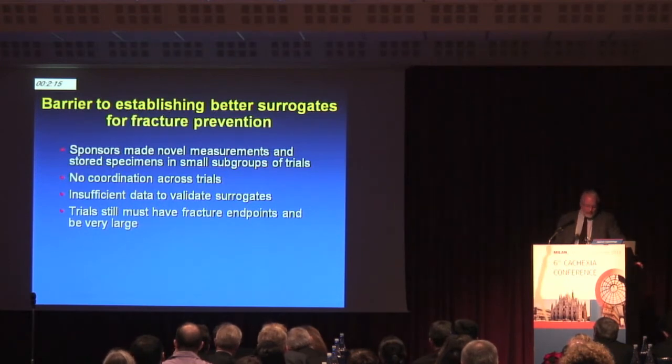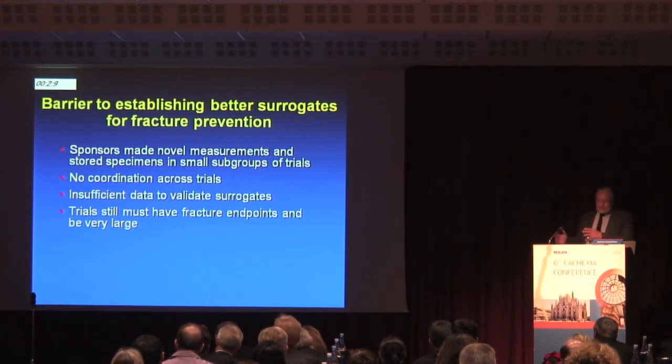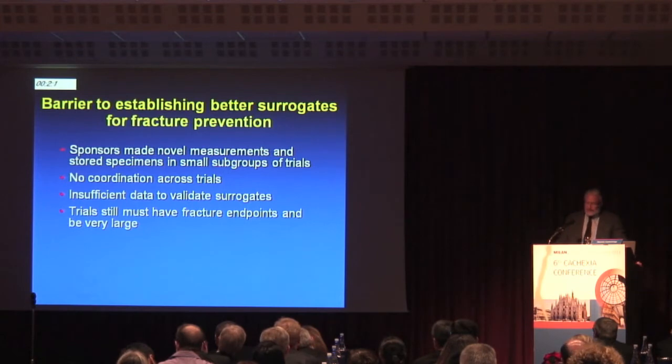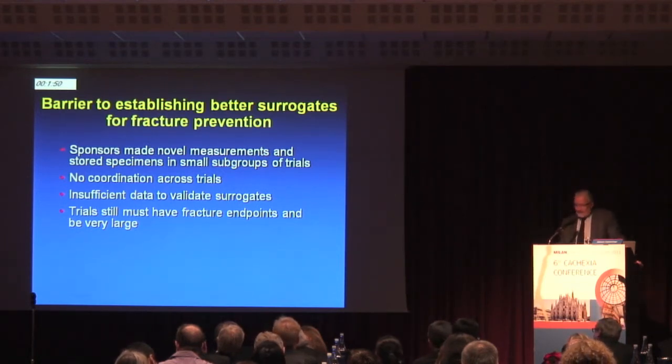Okay, but there's been a barrier to establishing surrogates in our osteoporosis field that companies could remedy, and that is that novel measurements are made and specimens stored, but generally in small subgroups. And so we've got interesting subgroup findings, but we really don't have sufficient data, and certainly no coordination across the trials to allow us to test and validate surrogates. And so we're now still stuck with large fracture trials as the way of testing new drugs.